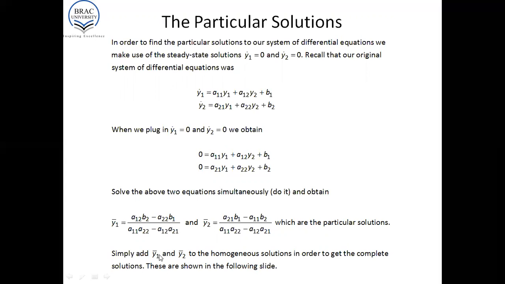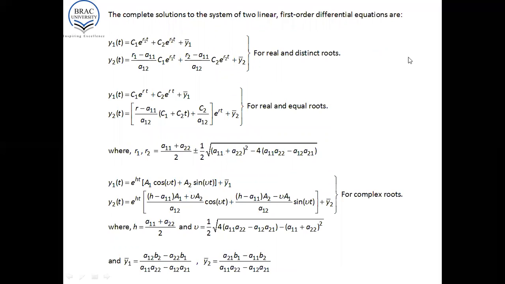You need to simply add Y1 bar and Y2 bar to the homogeneous solutions in order to get the complete solutions. These are shown in the following slide. So we have the complete solution to the system of two linear first order differential equations for real and distinct roots, and for real and equal roots. It's the same slide as before, but Y1 bar and Y2 bar have been added. Everything else is the same. We again add Y1 bar and Y2 bar, where Y1 bar is equal to this expression and Y2 bar is equal to this expression.